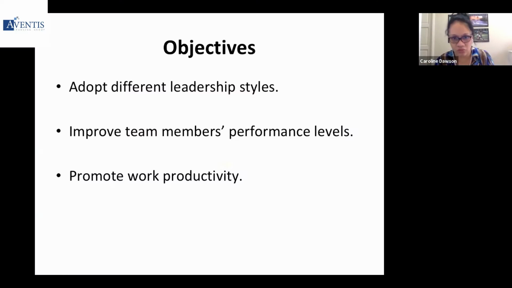Objectives that I will share with you. All right. Adopting different leadership styles, what that might entail, how you could possibly improve team members' performance levels, and how you could promote work productivity. Now, for each of these areas, there's a lot of things that one could talk about. But what I like to do is highlight some of the popular learning lessons that some of my previous participants have shared, and perhaps this would give you an inkling what to expect if you were to actually attend a typical one-day workshop.